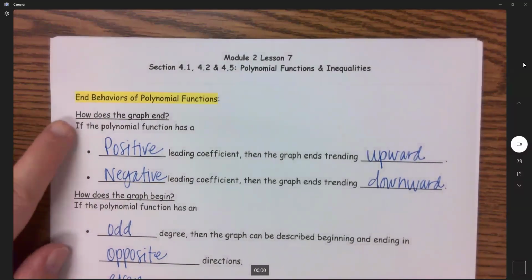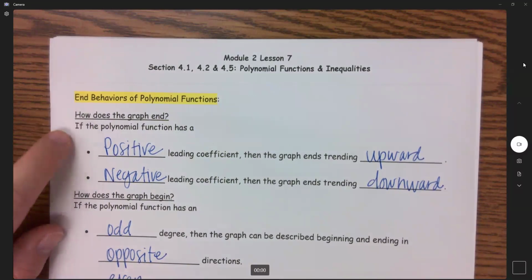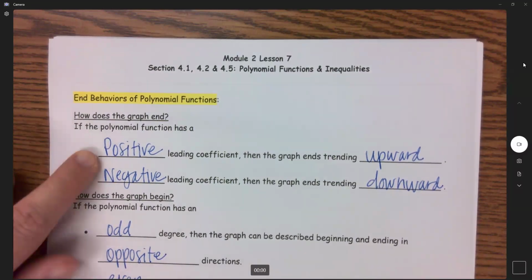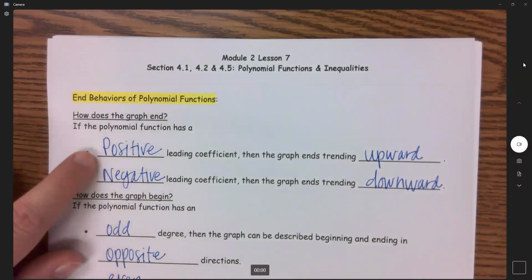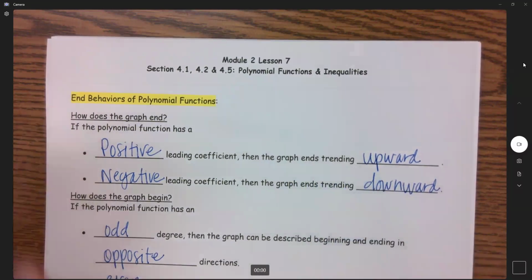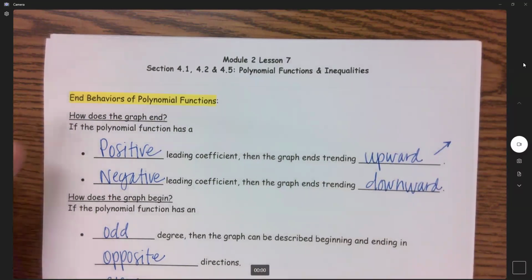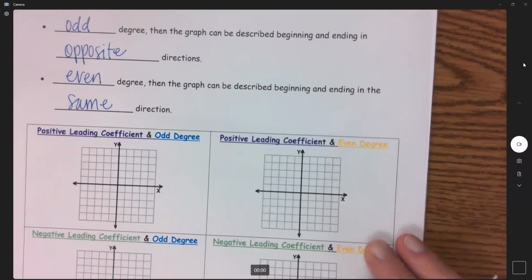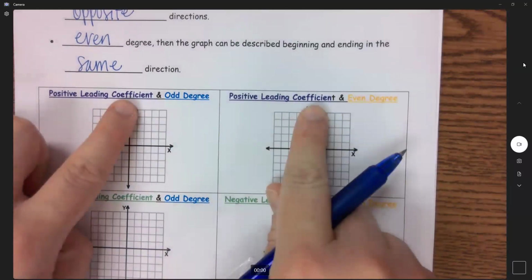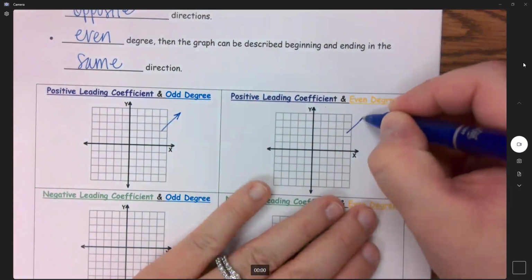So when we want to figure out our end behaviors, we actually want to know how this graph ends first. It says if a polynomial function has a positive leading coefficient, which is again where we ended last video, then the graph ends trending upward. So it will end going up. I'm going to go over this, so pause it and copy it down if you need to. As we go over this, we're going to fill these out right here. So positive leading coefficients, these graphs are going to end going up.